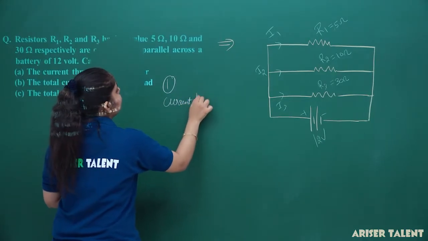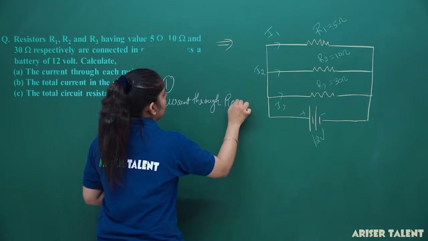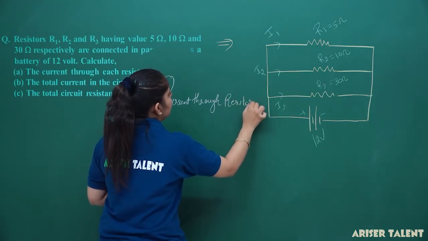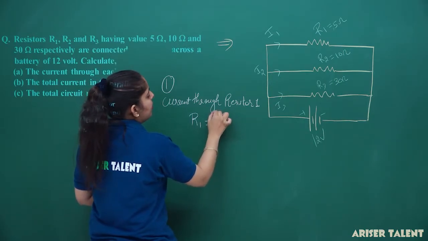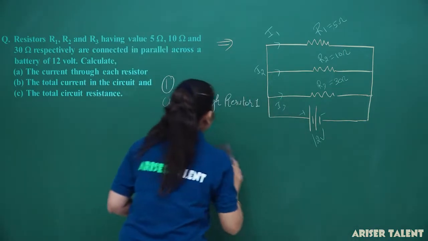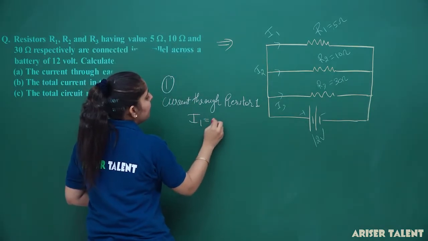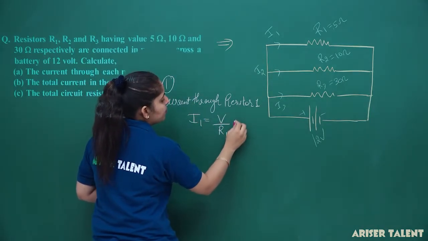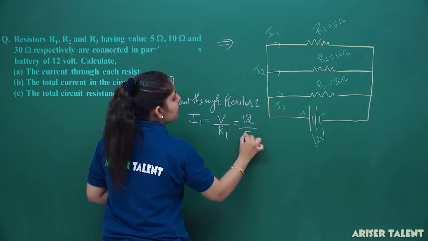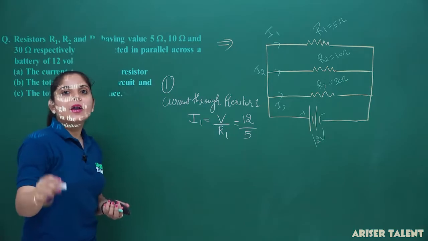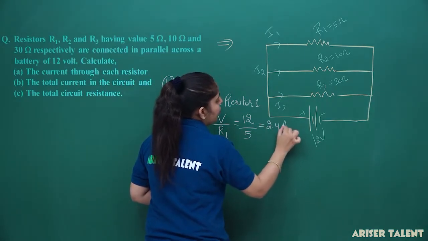current through resistor 1. Current through resistor 1 and it is R1. It is I1 here. And I1 came out to be V upon R1. What is the value of V here? V is 12 here and R is 5 here. When you divide 12 by 5, it comes out to be 2.4 ampere.